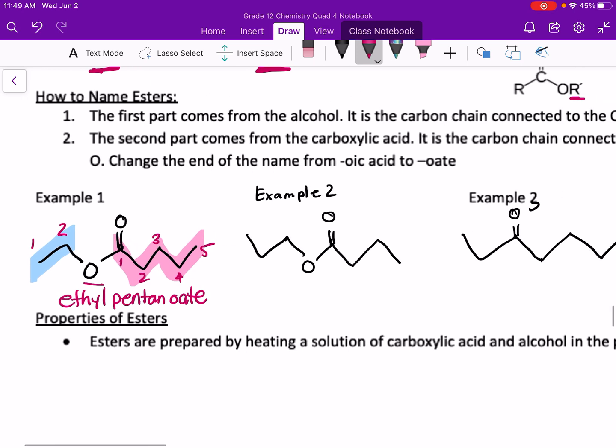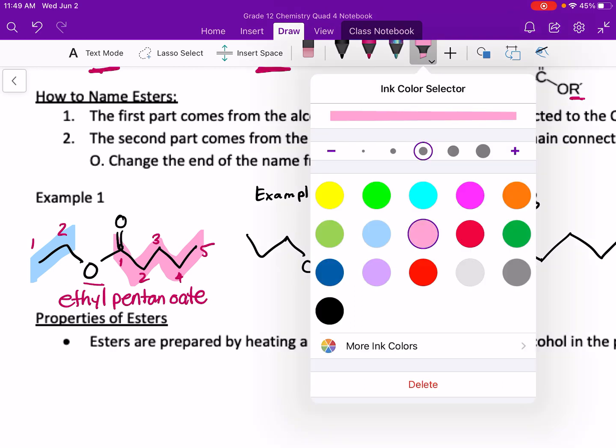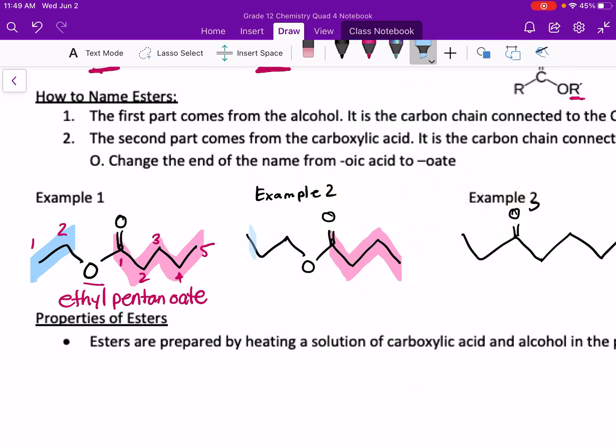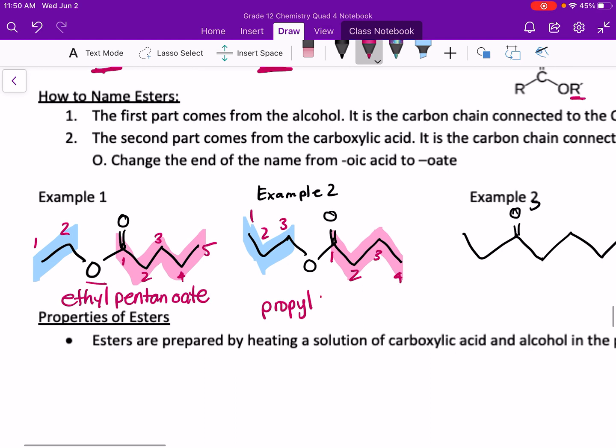In this example, I have this side that came from the carboxylic acid. It's connected to my double bonded oxygen. And then this side that comes from my alcohol. So here I have 1, 2, 3. This is propyl. And what came from my carboxylic acid, I have 1, 2, 3, 4. This will be butanoate.